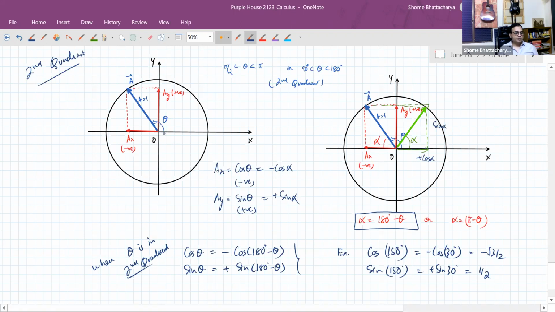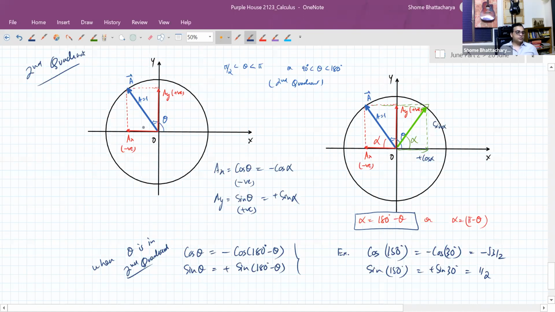So basically, the moment my theta goes beyond 90 degrees, you can see that this vector, the projection or the component it's casting on the x-axis, is falling on the negative side. So cos theta has to be a negative quantity, whereas the projection on the y-axis is on the positive y-axis side. So the sine component is positive.